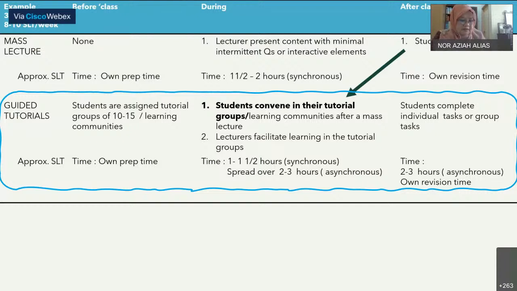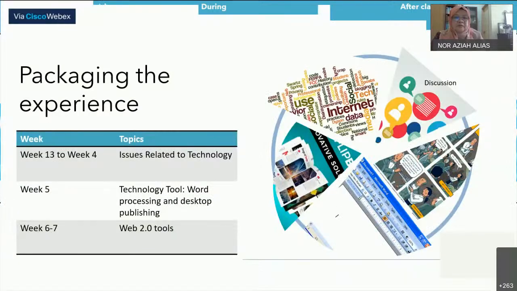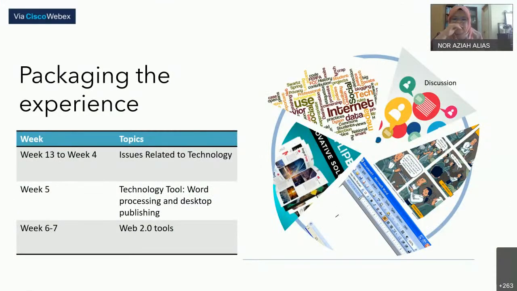There are a lot more, like a mass lecture where students convene in their tutorial group. But this is not something that is common in UiTM. Not many people are comfortable with mass lecture. But now they are, I think, because they know they can do mass lecture online, and then students can break up into different groups, and the lecturer can facilitate in smaller groups, or you can even set up a learning community.